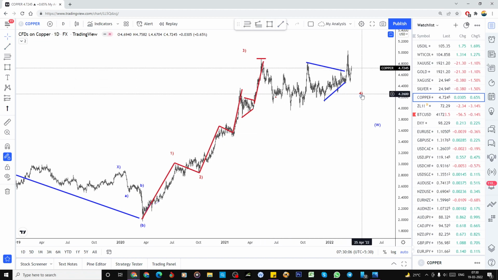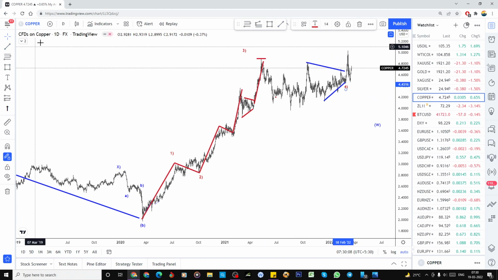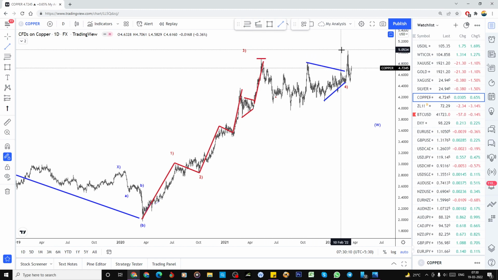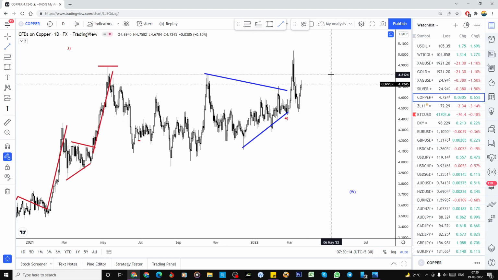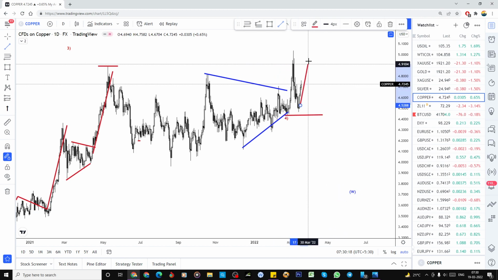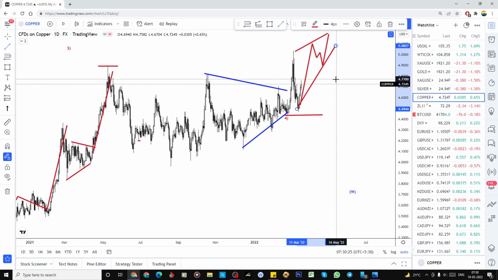If this is the end of the 4th wave, we need a 5-wave structure, but it has already broken the previous high. So whether this is the end of the 5th wave is a question mark, because it has not yet broken this low. There is still a lot of chance of making a wedge formation, or the C wave is a wedge formation like this.